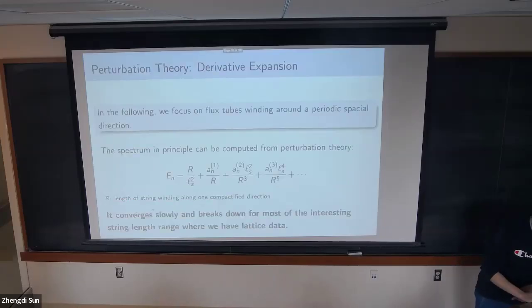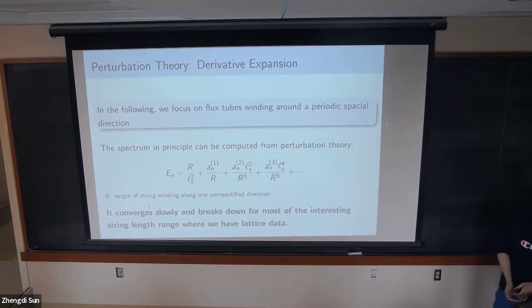So just as an example, given this effective string action, in principle, we can do perturbation theory. And this is historically known as derivative expansion. That is, we can just look at the Feynman diagrams that correspond to those ground states and excited states and compute all of them order by order.